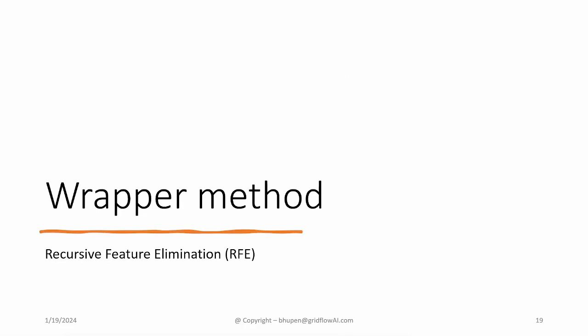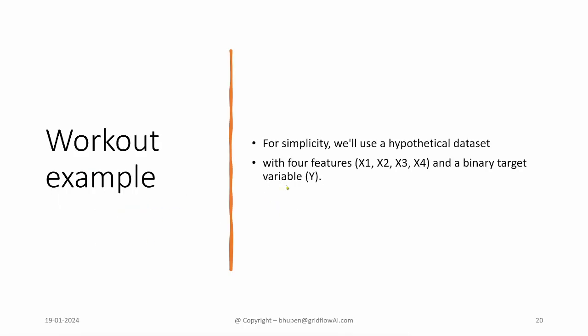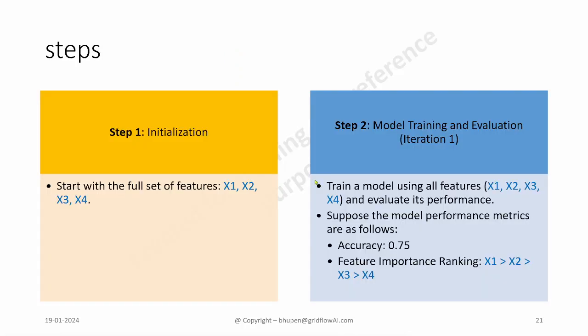Now, wrapper method, another variation is the recursive feature elimination. One of the drawbacks with the backward selection method is that it is computationally very heavy, because it's going to start with all the features and then recursively remove one, and then essentially runs all the combinations. The slight improvement to the backward is called recursive feature elimination. How does it work? Let's say you have x1, x2, x3, x4, and the outcome is y.